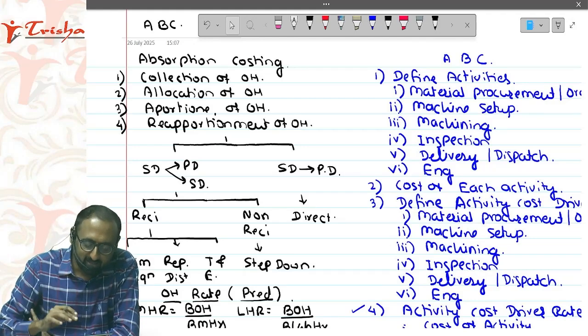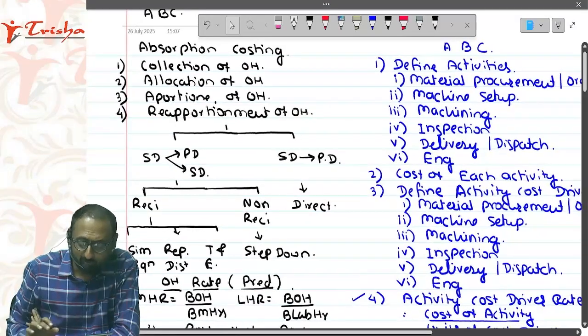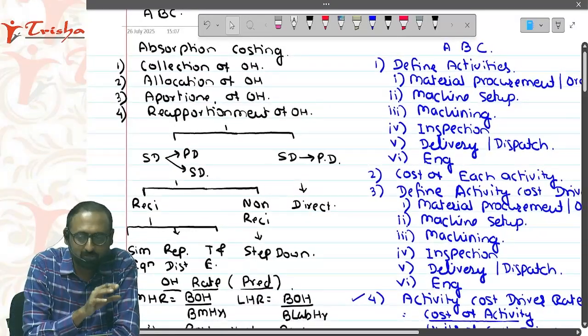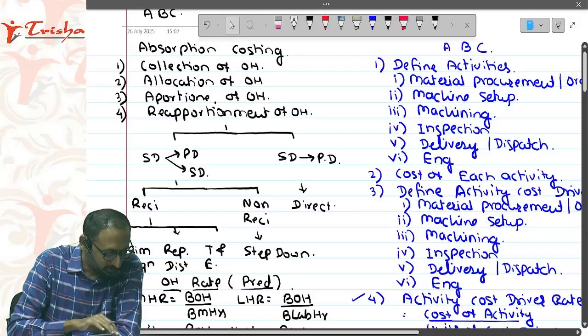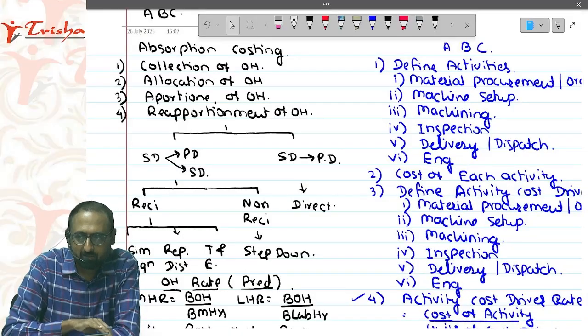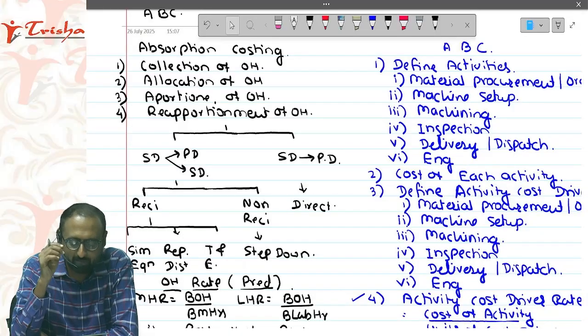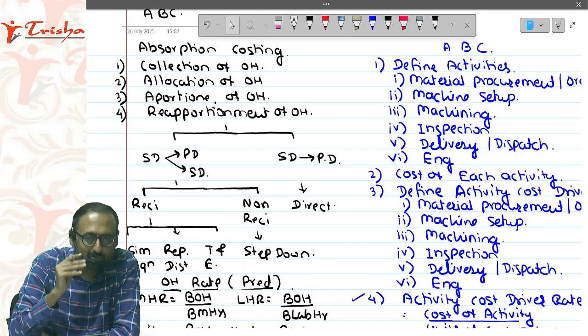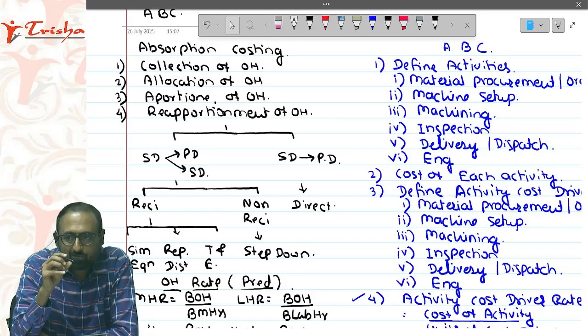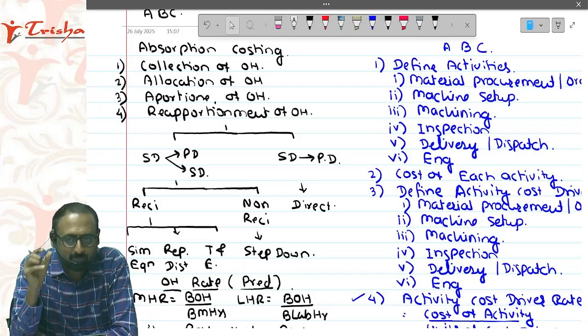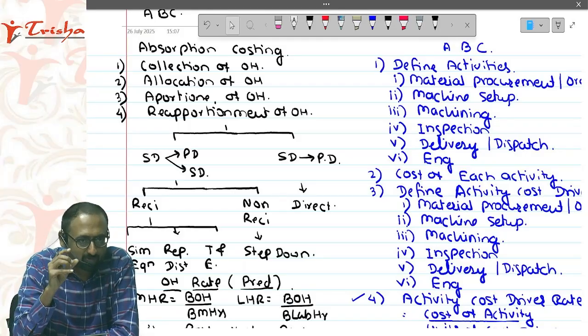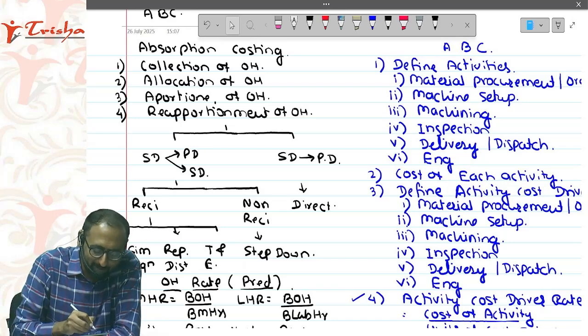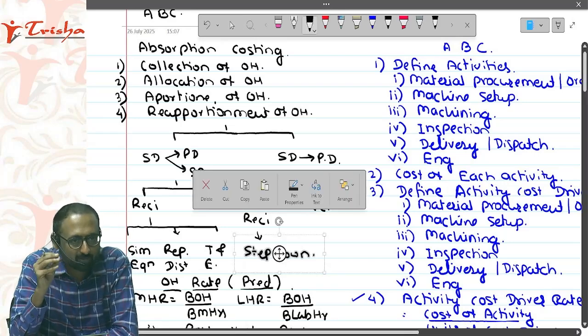So the first step in the traditional method of costing. Already we have discussed it 2-3 times, but let's see. First one will be the collection of the overhead. Overhead will be collected from past records, bills, invoices, challans. Second one is the allocation of the overhead. In allocation, you allocate the specific overhead and charge it to the respective department. Next, if common overhead is left, then you will apportion that common overhead on some suitable basis.